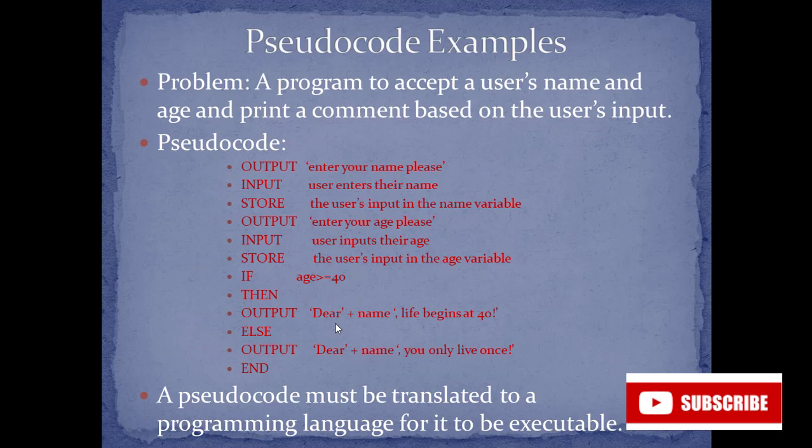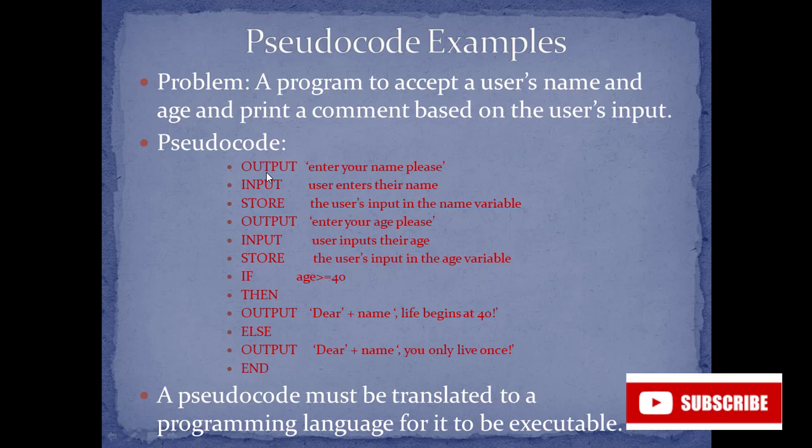So let's look at an example of pseudocode. The problem here is to accept a user's name and age and print a comment based on the user's input. If you look at the keywords we have here, let's see what some of them mean. The output keyword, in this case, means to print or display a message or result on the screen for the user to see. The input, in this case, is to accept data from the user.